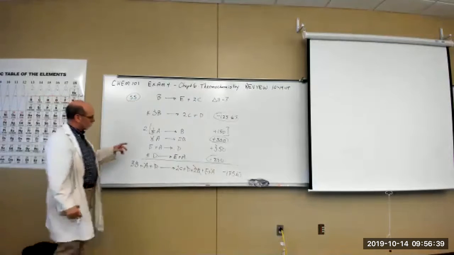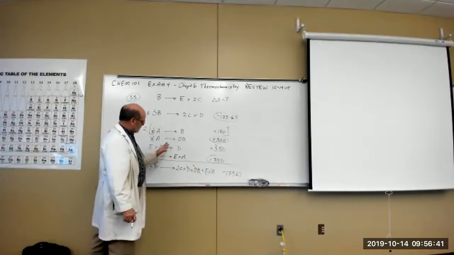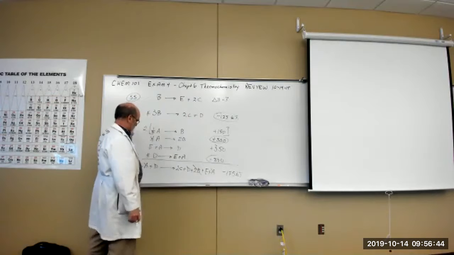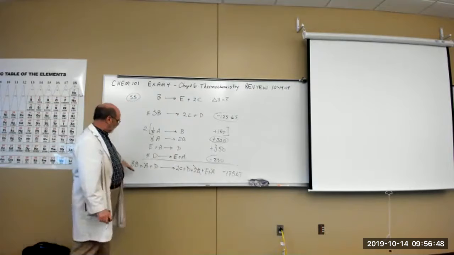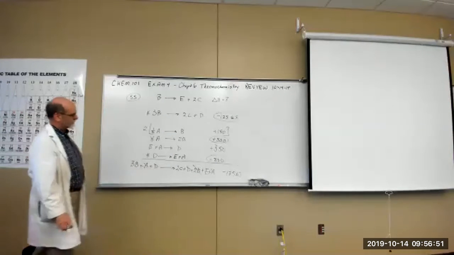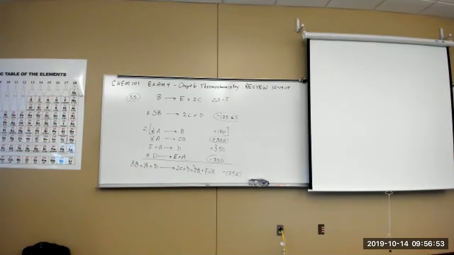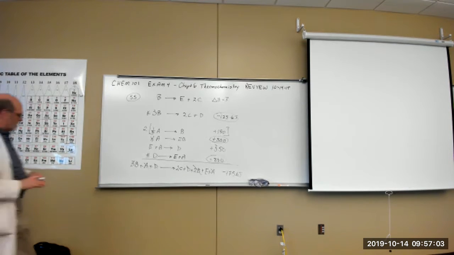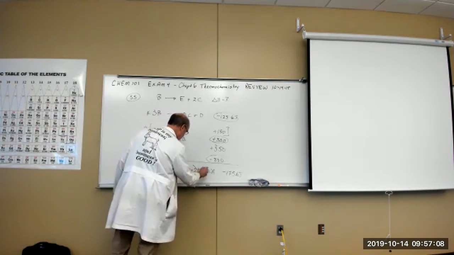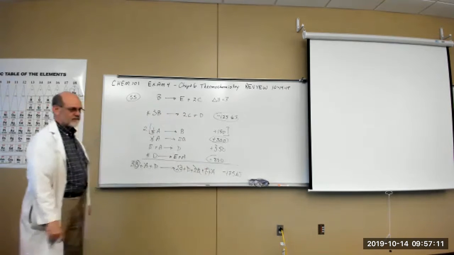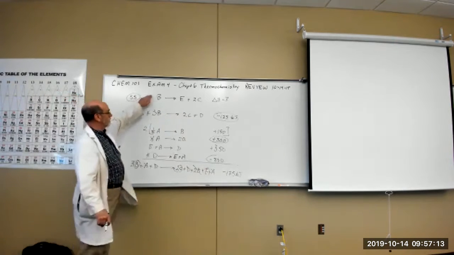I can see where that one would throw you because this one puts B's on both sides. So we're looking at ending up with only 1 B. So it'd be B yields 2C plus E. Yeah. B yields 2C plus E, which is this equation.